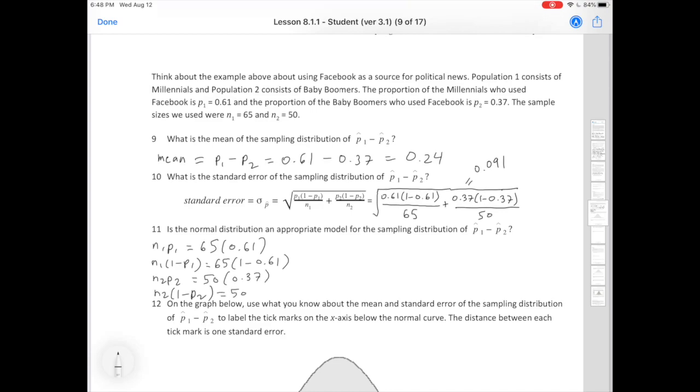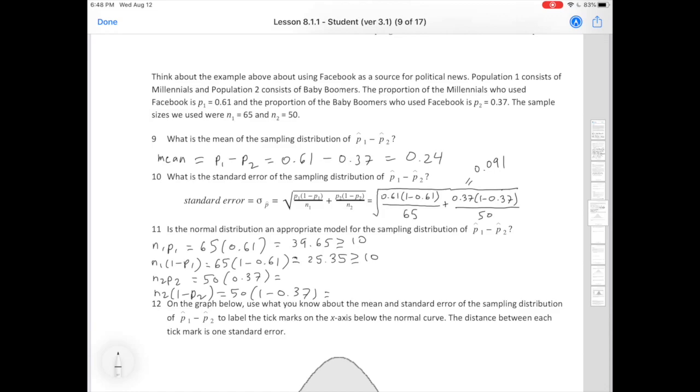N2 times 1 minus P2 is 50 times 1 minus 0.37. Okay, so let me do each one of these in my calculator. 65 times 0.61 is 39.65, which is bigger than 10. 65 times 1 minus 0.61 is 25.35, which is also bigger than 10.